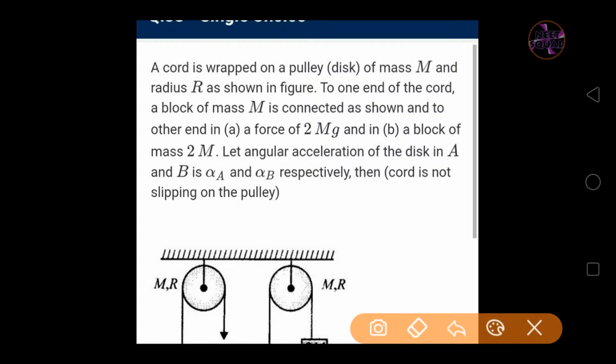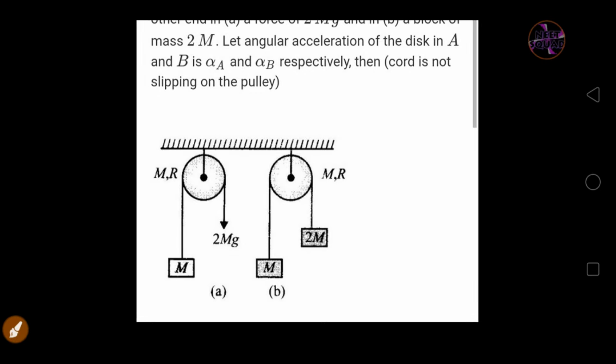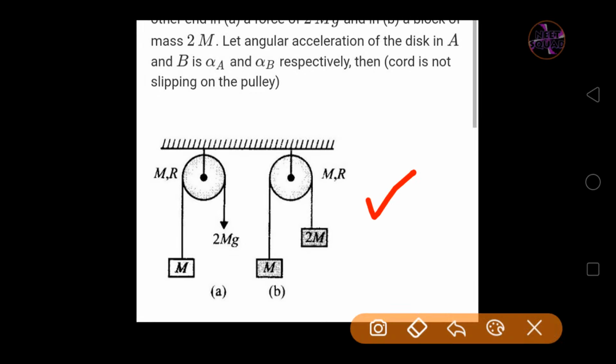So a cord is wrapped around a pulley. Pulley means disc, they themselves mention, of mass m and radius r. To one end of the cord, a block of mass m is connected. Okay, simply they're explaining the diagram. You could see the diagram, and what they're asking is alpha A and alpha B. What is the relation between alpha A and alpha B? This we need to find, right?